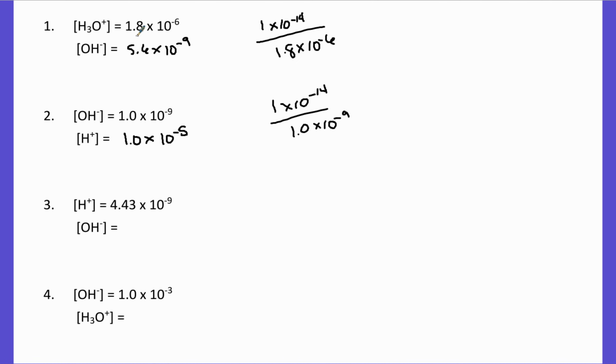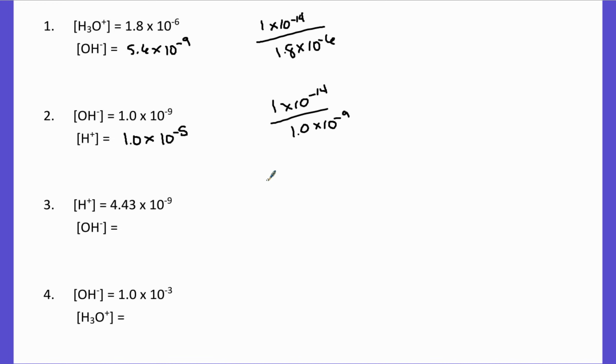So if you see a 1, right, you don't need the calculator. If you see something besides a 1, like the 1.8, I needed a calculator to come up with my hydroxide ion concentration. So again, here, there's no 1. I'm going to have to do it on the calculator. I'll take my 1 times 10 to the negative 14th, and divide it by, what was it? 4.43.